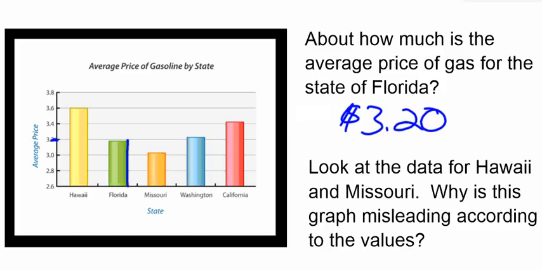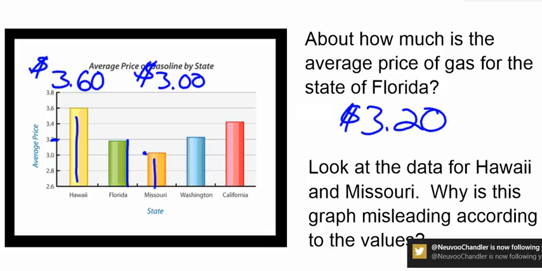If I'm looking at the values here, Hawaii has 3.6 or $3.60 per gas, and Missouri here, of course, has just about $3. However, as you look at the graph and you compare the two bars, it would appear that this bar, our Hawaii bar, is about double the size of Missouri.